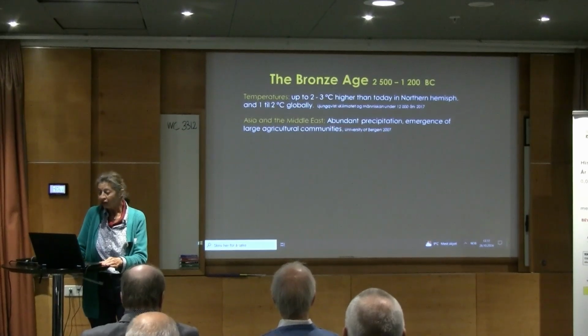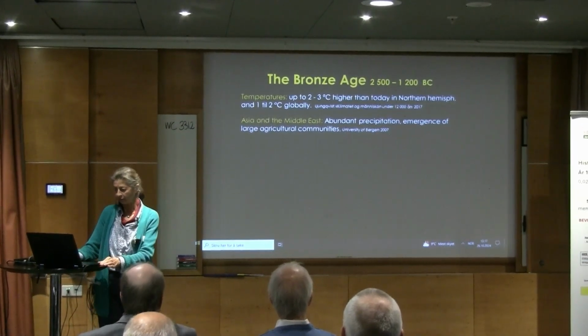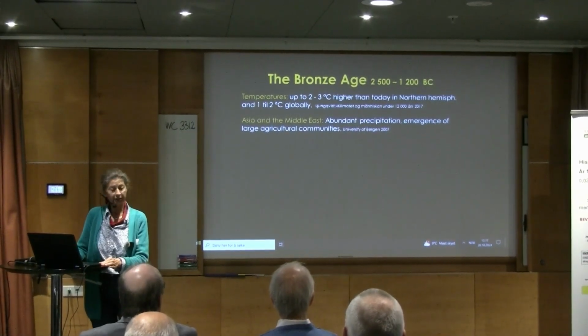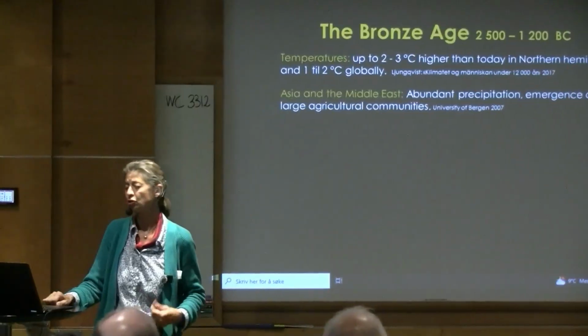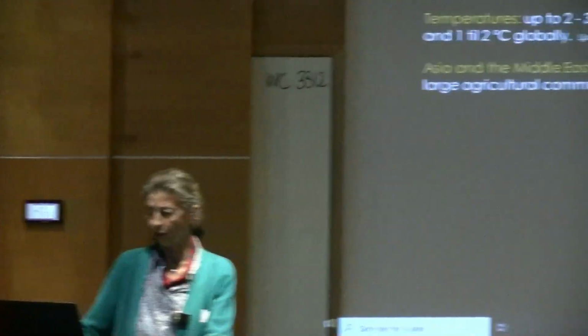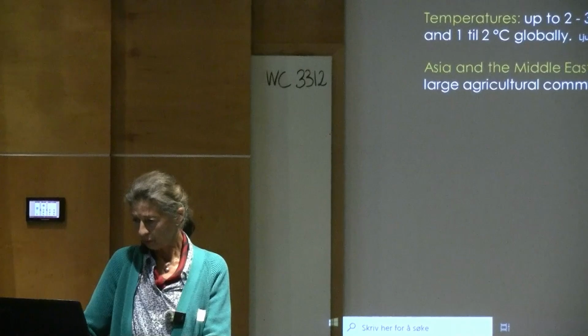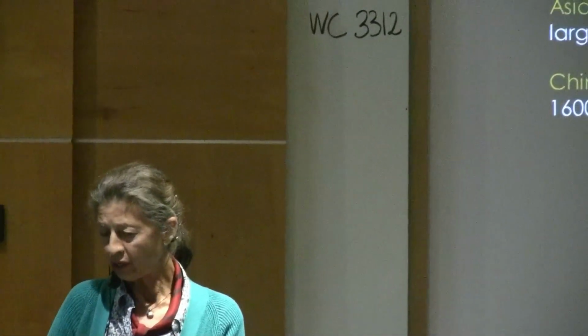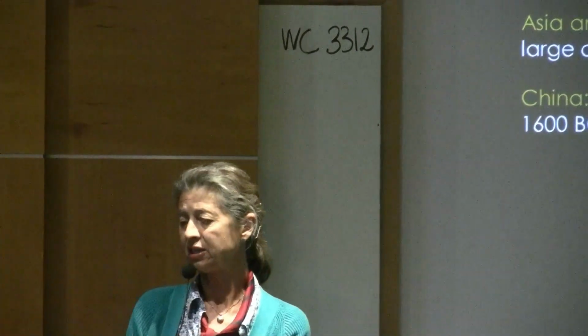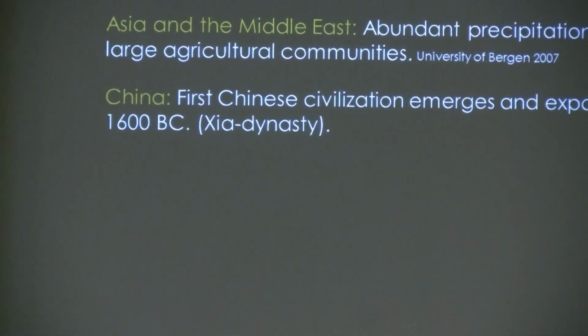In Asia and in the Middle East, there was abundant precipitation, and during this period, an emergence of large agricultural communities. In China, the first Chinese civilization emerges and expands from approximately 1600 BC.